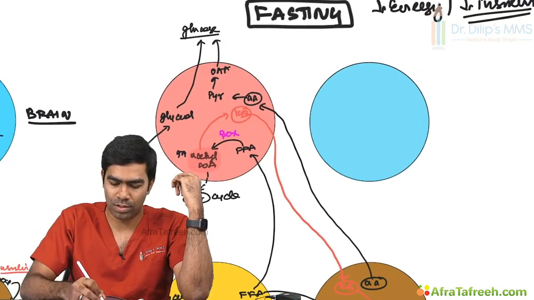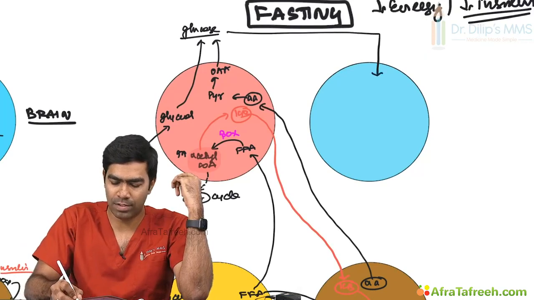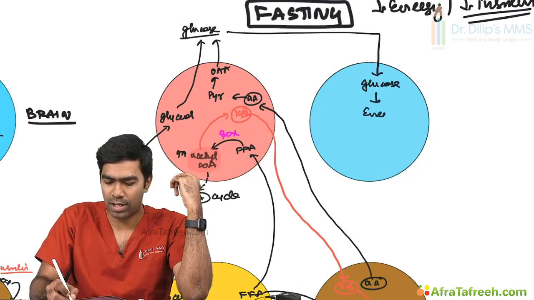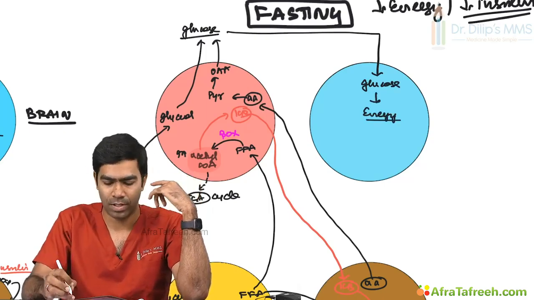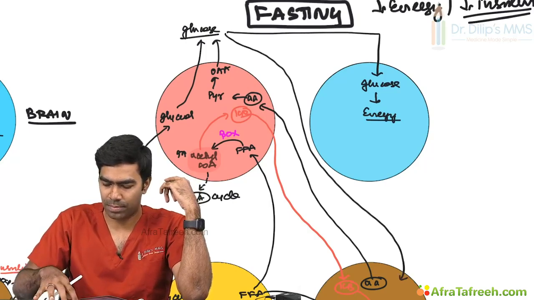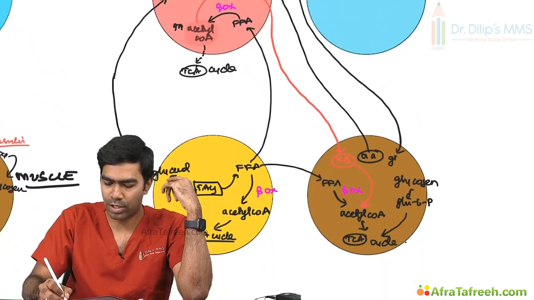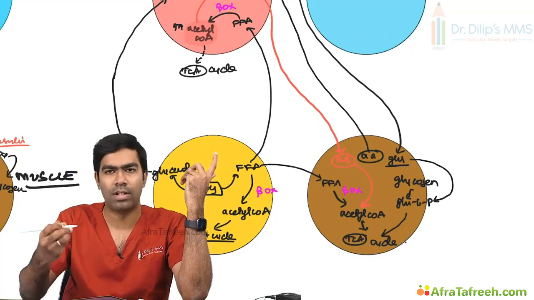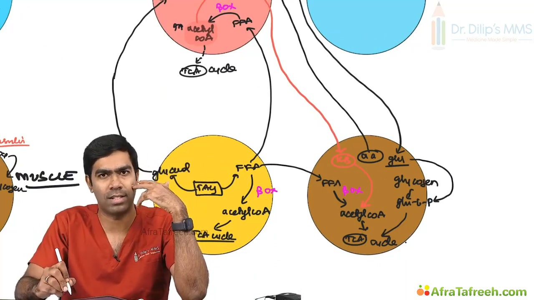And this glucose is the one that will be utilized by the brain, which means the brain is still dependent on glucose for its energy through the TCA cycle. And glucose can also come back to the muscle, where the muscle is going to use glucose as an energy source by shunting towards the glucose 6-phosphate pathway and the TCA cycle.